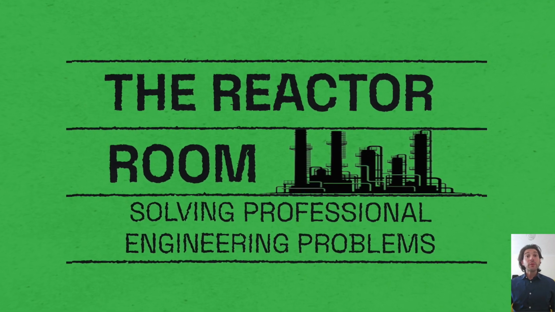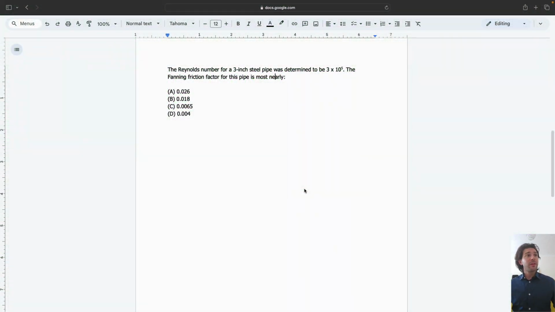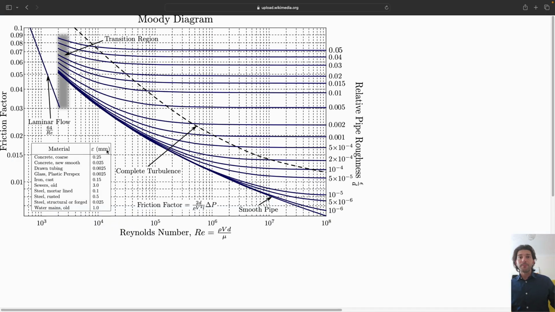In this video, we will solve the following problem. The Reynolds number for a 3-inch steel pipe was determined to be 3 times 10 to the 5th. The Fanning friction factor for this pipe is most nearly. Solving this problem requires relating the friction factor to the Reynolds number, which we can do with a Moody diagram.